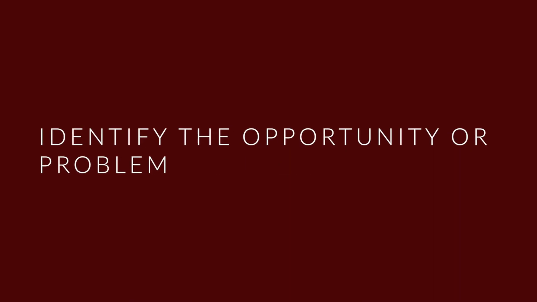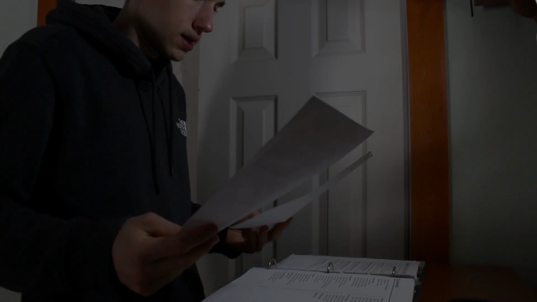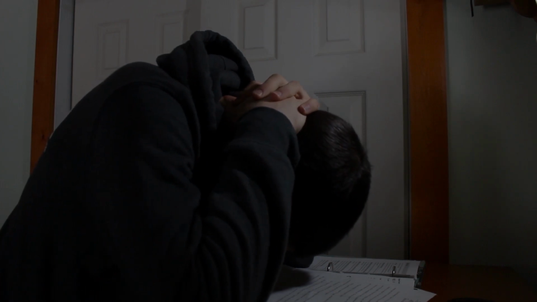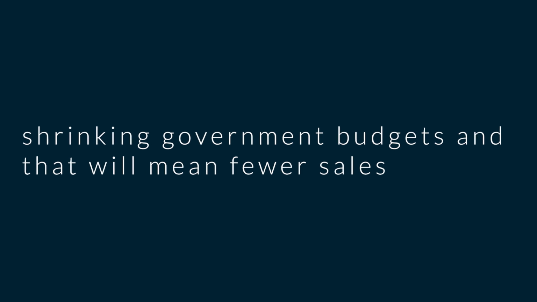Let's talk about identifying the problem or opportunity. The first thing you're going to do with the business case is to either identify a problem that is going to be solved or an opportunity that is supposed to be exploited. Problems and opportunities can at times appear as the same thing. A business that supplies the public sector can be faced with shrinking government budgets, and that will mean fewer sales.